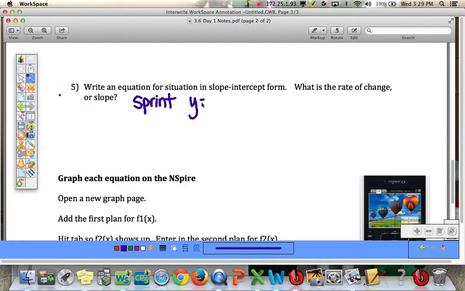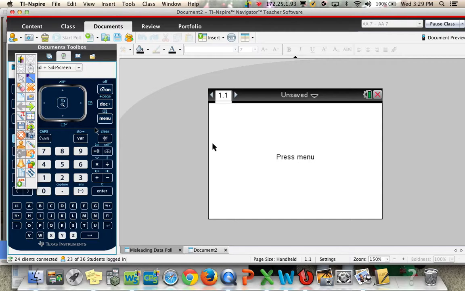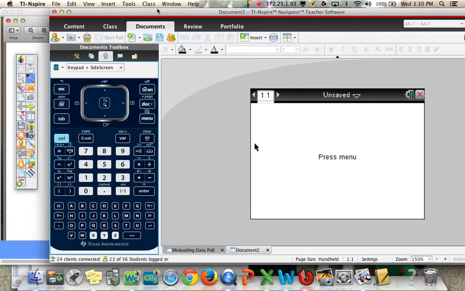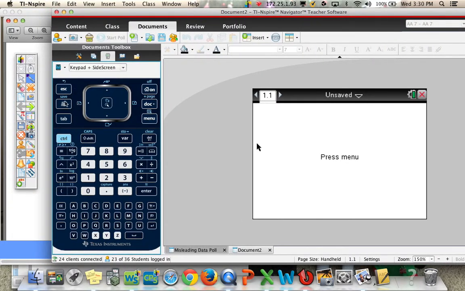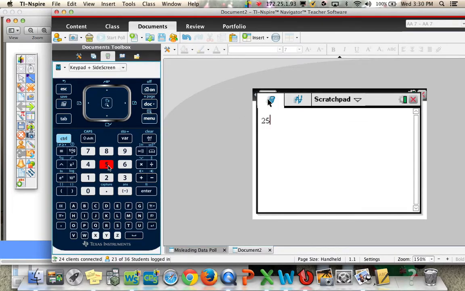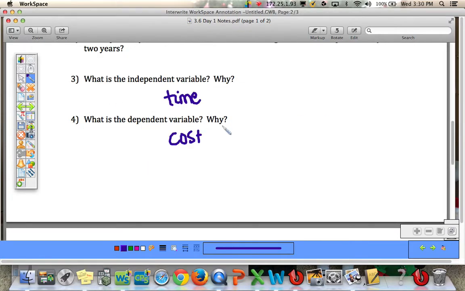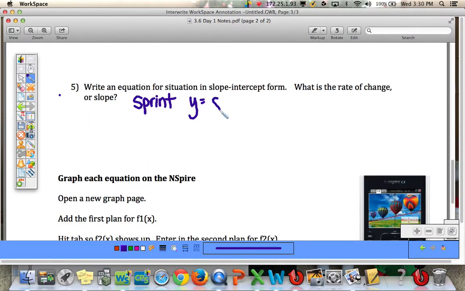would be y equals, and I just have a monthly cost, so we're going to go ahead and add up 25 plus 56. Just do it on a calculator page here. All right, so 25, oops, I want this page. Okay, so really I'm paying $81 a month to lease this phone and for voice and data. So here's our equation, 81x.